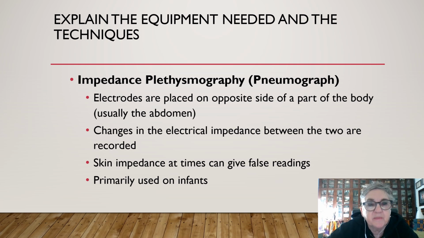Another type of measurement is the pneumograph. Electrodes are placed on the opposite sides of the part of the body, usually on the abdomen. Changes in electrical impulses between the two are recorded. Skin impedance at times can give false readings, and it's primarily used on infants.